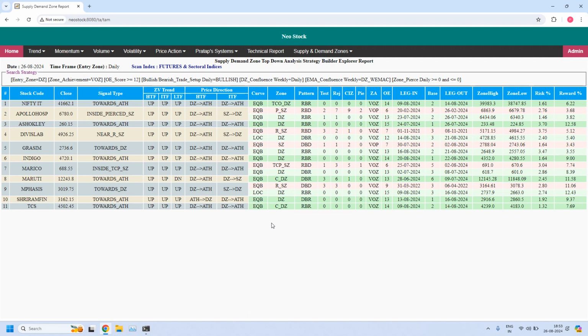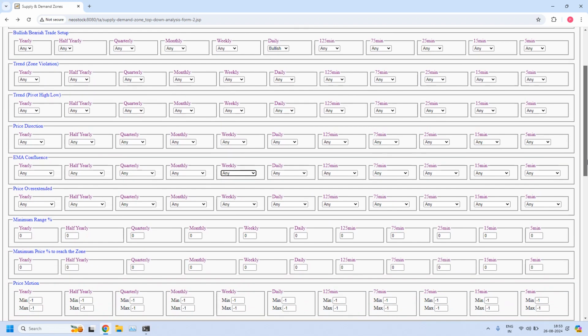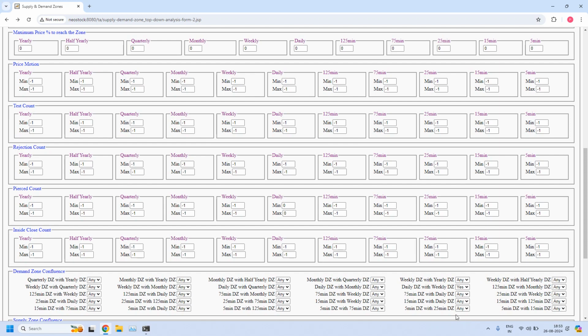Okay. The next we will also look into HTF confluence. So for that, what I am doing, first I am removing this filter EMA confluence. Now we are looking for only zone confluence. So that's why in the demand zone confluence, already we selected a daily demand zone with weekly demand zone. Now daily demand zone with monthly is also enabled. That means we are looking for LTF, ITF, HTF confluence. That is a daily, weekly and monthly.